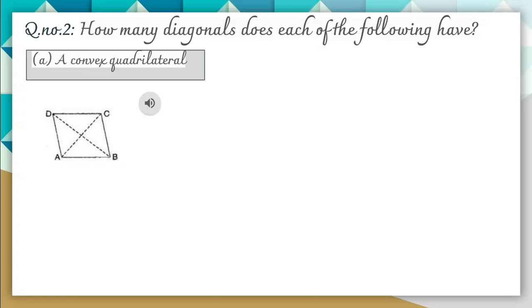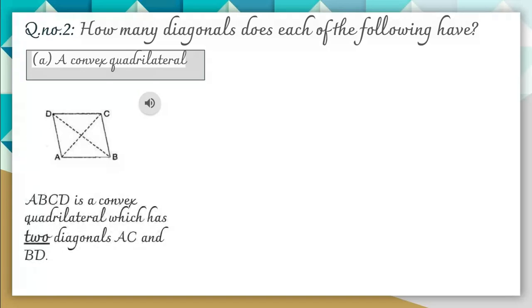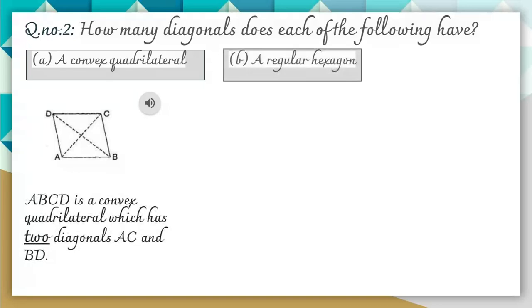So here, how many diagonals can we draw? Maximum, we can draw two diagonals, isn't it? We can join A to C and B to D. So AC and BD, these both are the diagonals of a convex quadrilateral. Clear? Now second one, a regular hexagon.